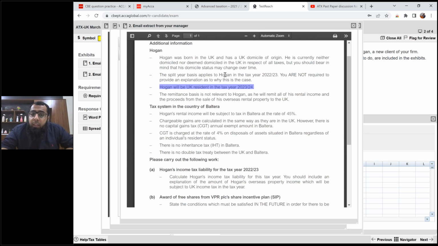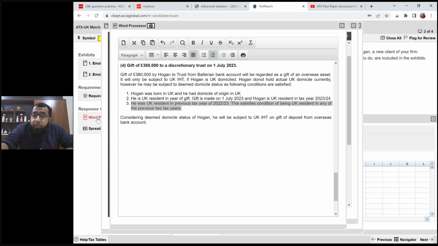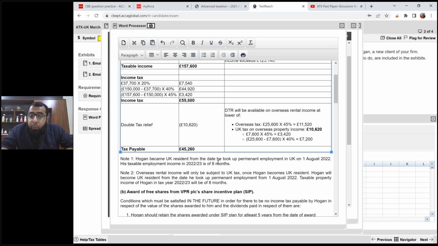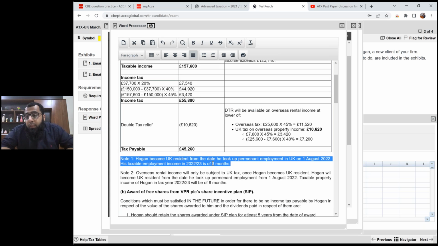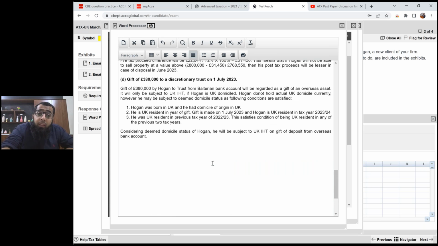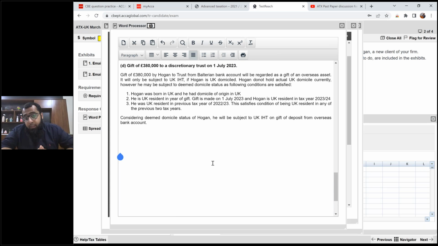In the previous year, in 22-23, the split year basis was applying. You yourself wrote in the requirement above, you yourself solved it, that Hogan will become UK resident in 22-23. So there is nothing to get confused about. Okay. So please make sure that you don't make mistakes in the easy marks.